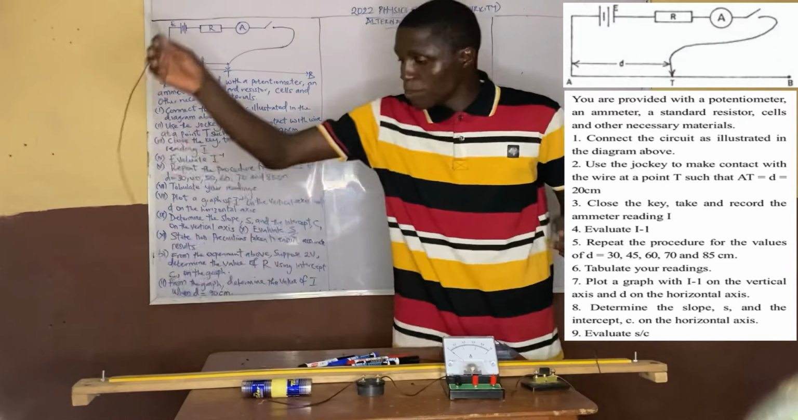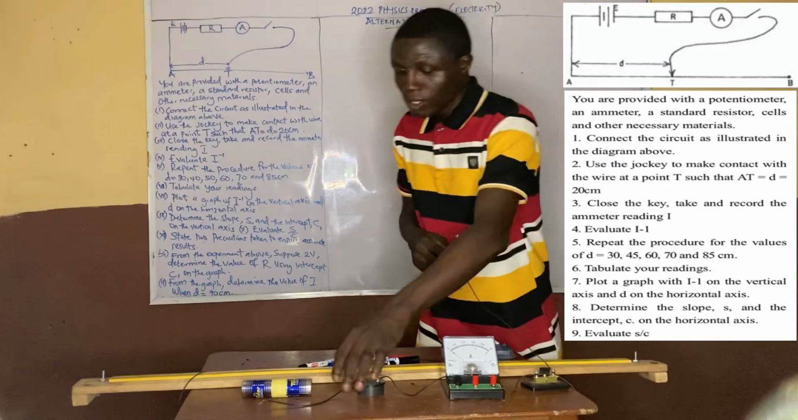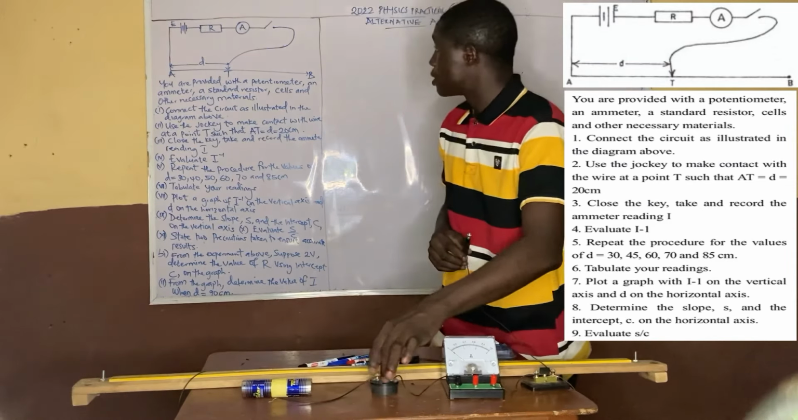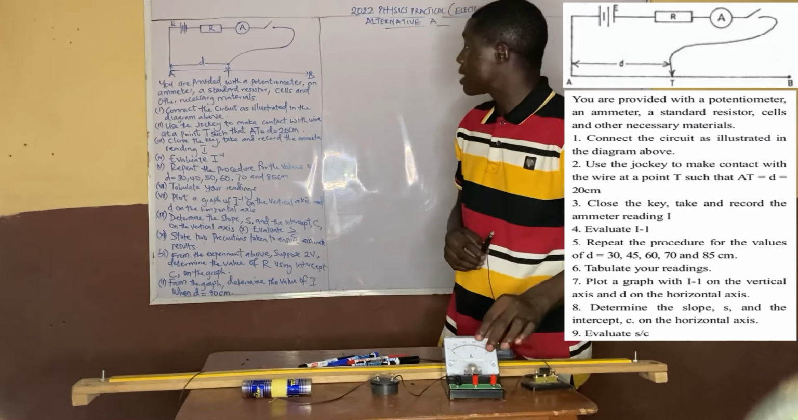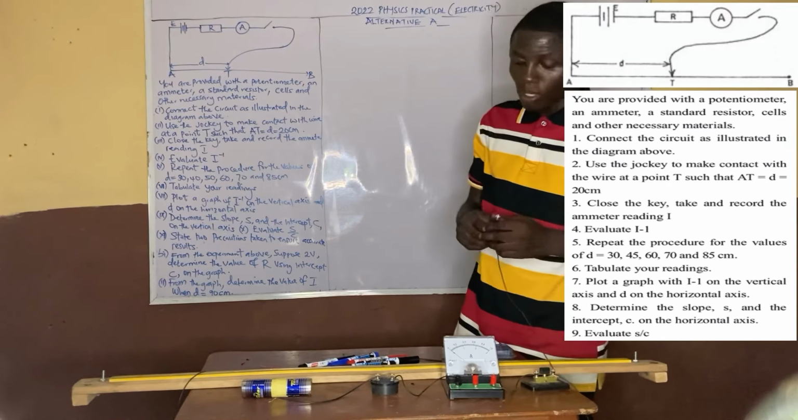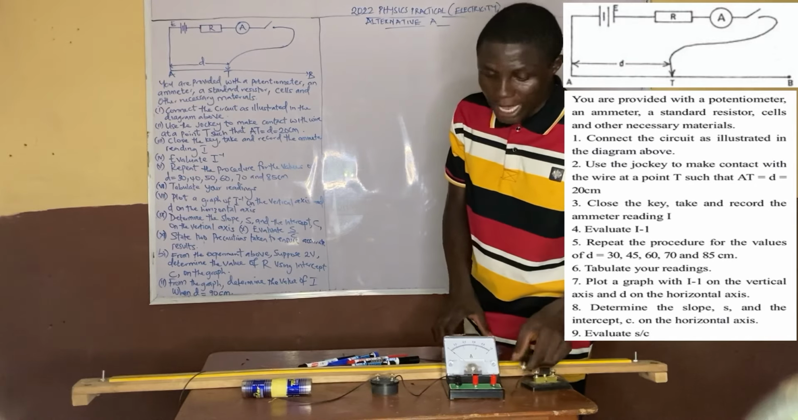So we have the potentiometer directly to the battery. From the other end of the battery to the standard resistor, from the standard resistor to the ammeter, from the ammeter to the key, and from the key to the jockey. So this is our setup for the experiment.